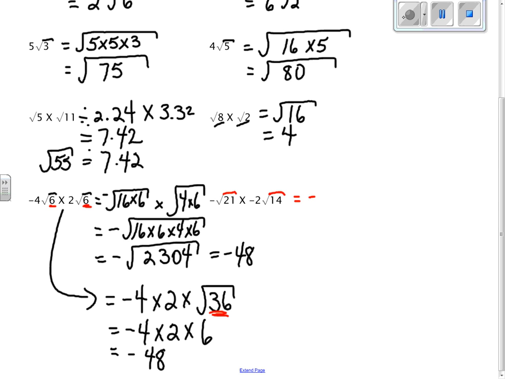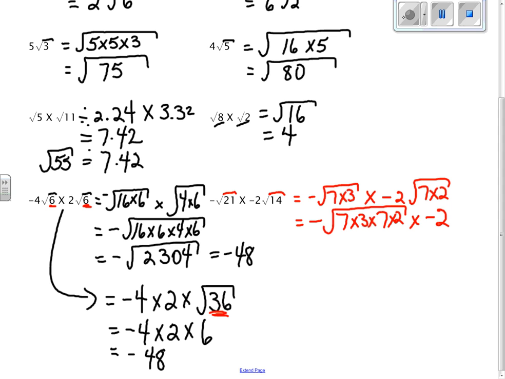I noticed that 21 and 14 are related. 21 is 7 times 3, and 14 is 7 times 2. So those 7s could go nicely together. I'm going to put all of the radical parts together. So under my radical, I have two identical 7s. So I can take a 7 out. I'm still left with 6 under the root sign, and there's nothing pretty about that.